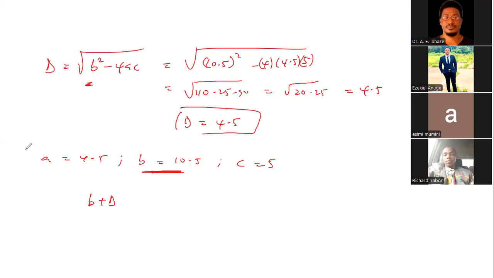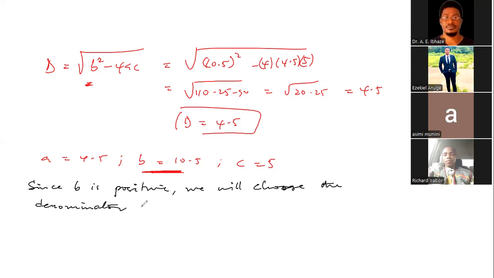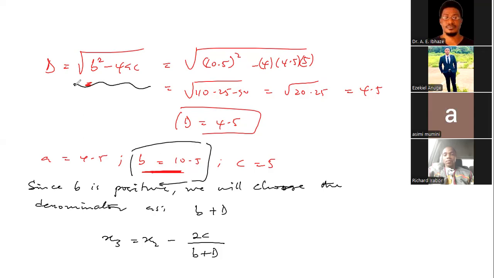Let me clear this. Oh, no, let's come back. I think I should write that down, it's an important point to note. Since B is positive, we will choose the denominator as B plus D. Because we are evaluating X3, we already have S0, S1, S2. So X3 will be the same as S2 minus 2C divided by the denominator, which would be B plus D in this case, because B is positive.